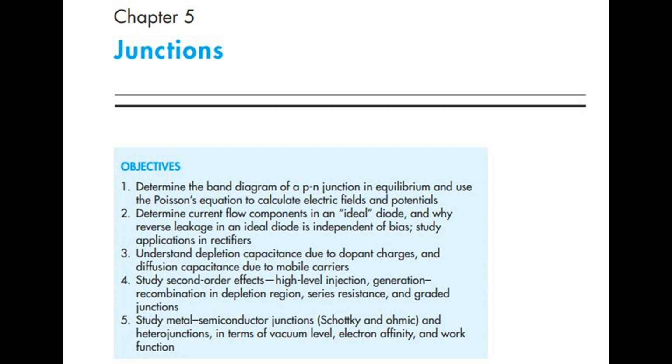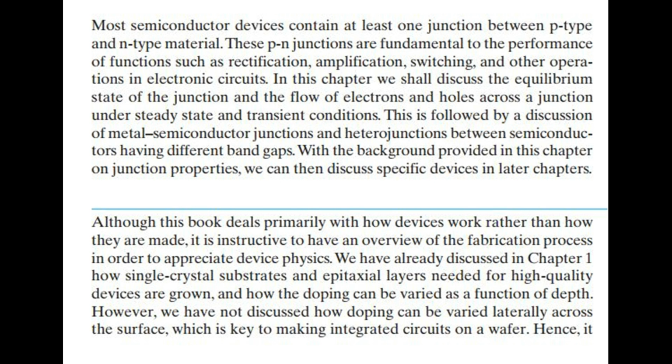Most semiconductor devices contain at least one junction between p-type and n-type material. These p-n junctions are fundamental to the performance of functions such as rectification, amplification, switching, and other operations in electronic circuits. In this chapter we shall discuss the equilibrium state of the junction and the flow of electrons and holes across a junction under steady state and transient conditions.